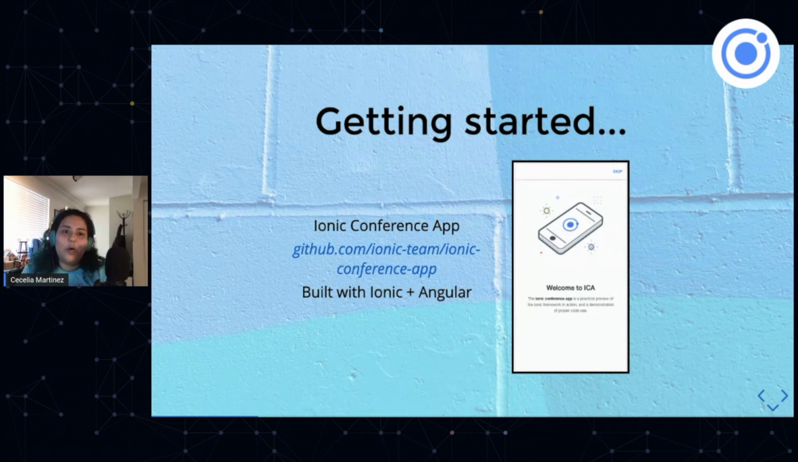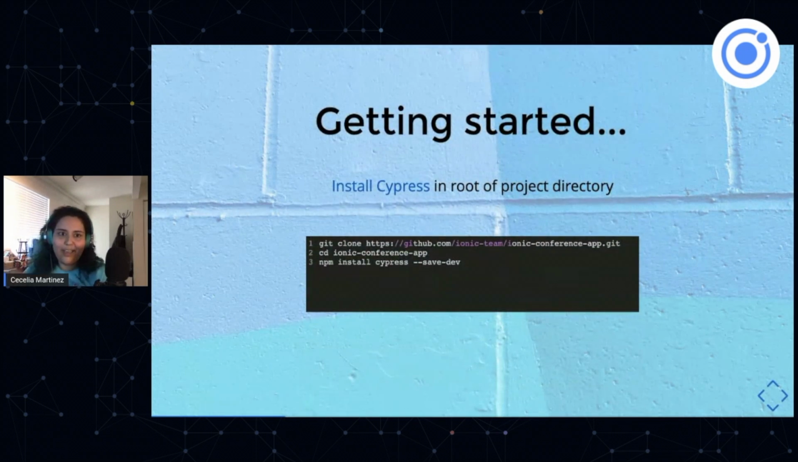And it is open source. You can clone the repository, and it's built with Ionic and Angular. So that's exactly what I did. Essentially, clone the repository, and then within the root directory of that project, you're going to want to install Cypress. You can do this directly with npm install cypress, and then you can save it as a dev dependency.